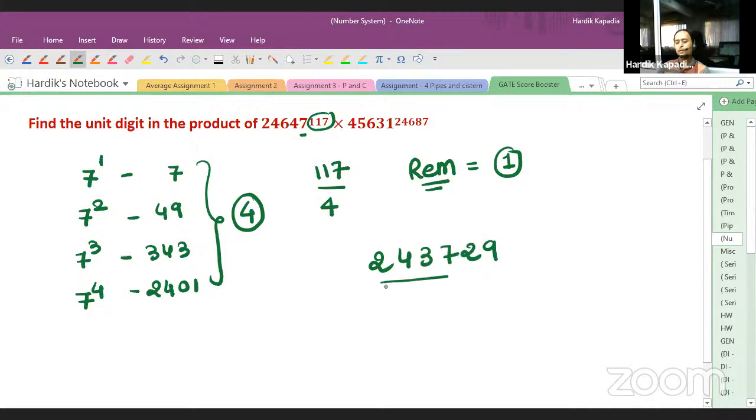Tell me 43729 divided by 4. What will be the remainder in this case? Hope everyone knows it.